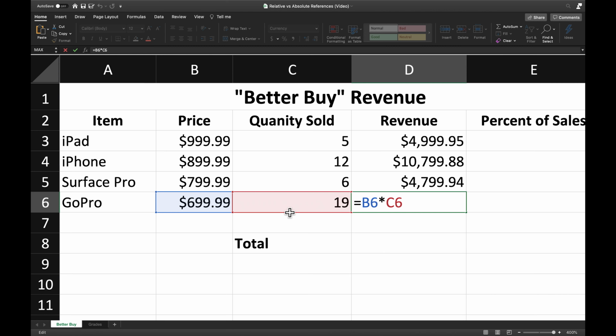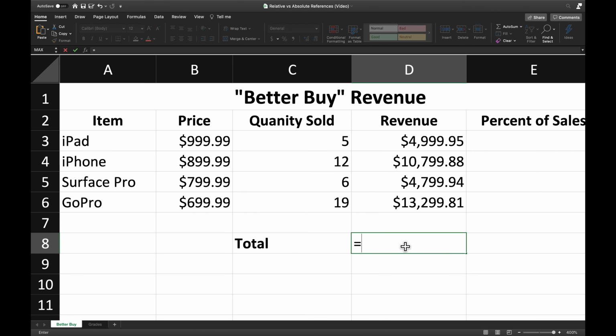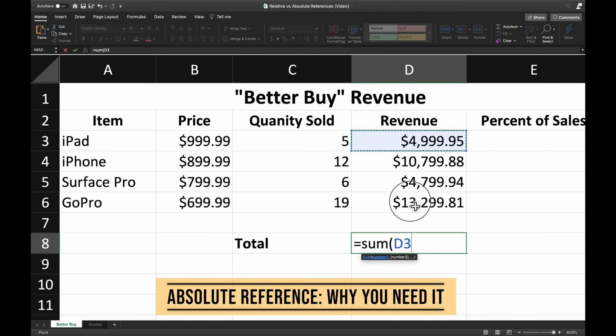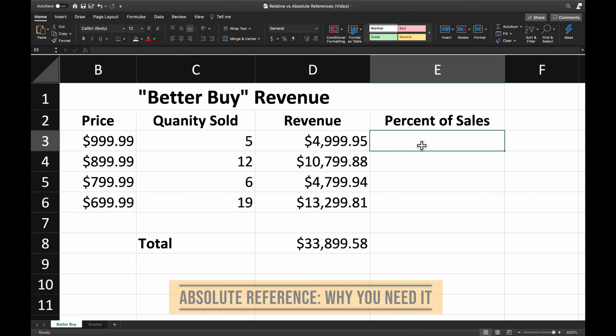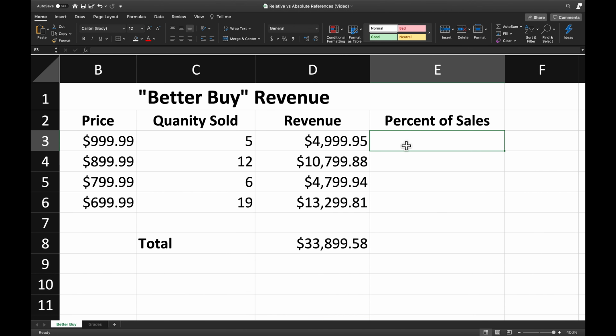So you've been using relative reference all this time. But sometimes you don't want the reference to move. Sometimes you want to lock it down. Suppose you want to calculate the percent of sales. That is just looking for the percent of each of these revenues compared to the total.